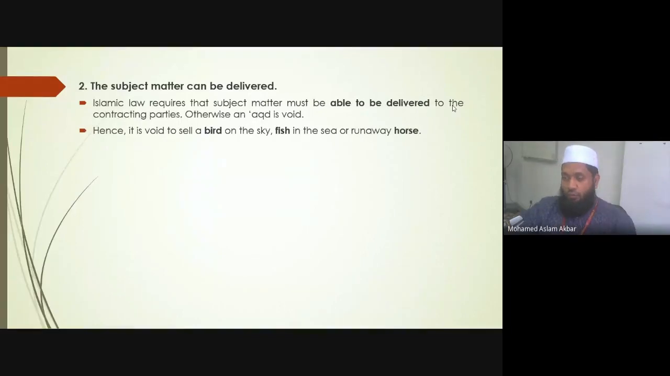Then you have number two: something that you want to sell, make sure that you can actually deliver that thing. You cannot sell something which you cannot deliver. Typical examples: something in the sky. Oh, I want to sell that bird to you. How am I supposed to deliver that bird to you? I cannot say there is a fish in the ocean that I want to sell to you, or maybe there are running-away horses that I want to sell to you.